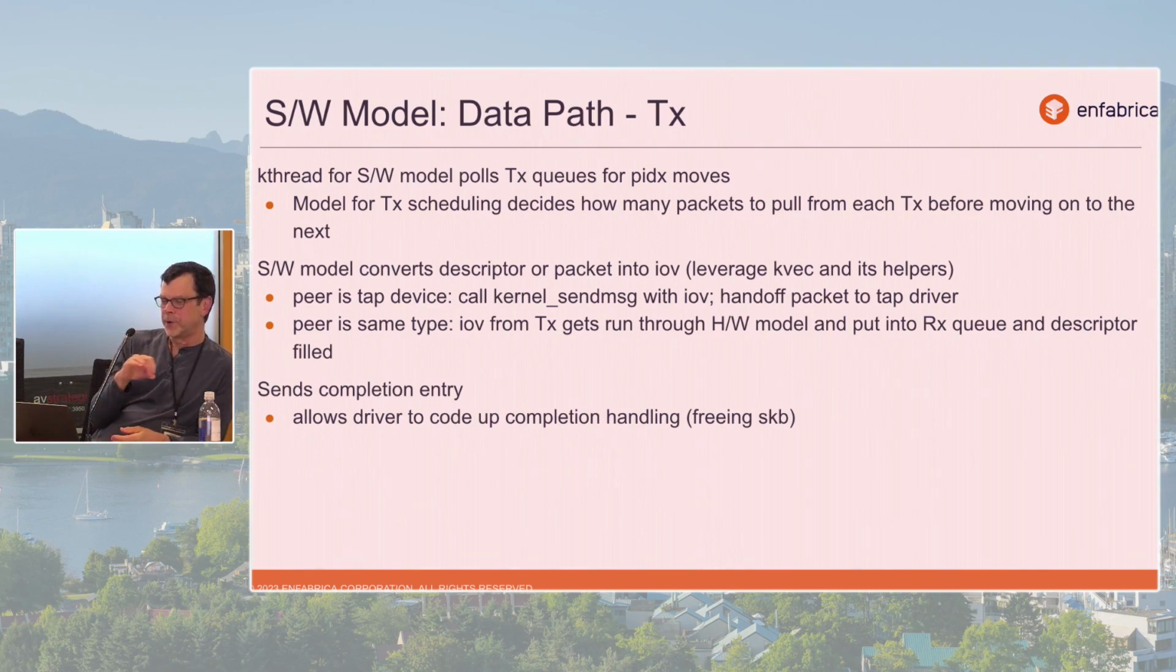Again, if you're leveraging the tap device for your forwarding, for your peer device, you would call kernel send message with that IOV. That then is going to take that IOV and turn it into another SKB and send it up the networking stack so that whatever it wants to do routing-wise from an ingress perspective happens. If it's the same type, then you get this IOV, and you go look up which RX queue it's going to land in by going through your device model, doing your packet parsing, doing your hashing, doing your queue lookup based on whatever has been configured for your RSS, your flow match.